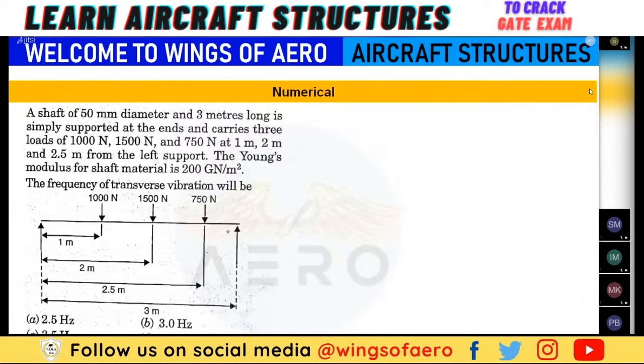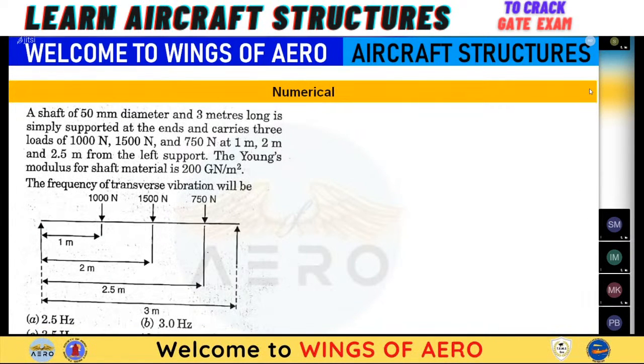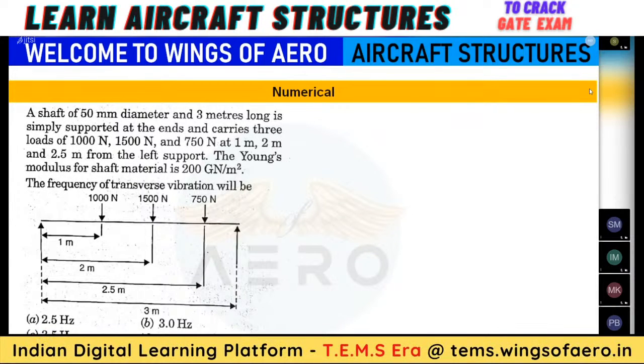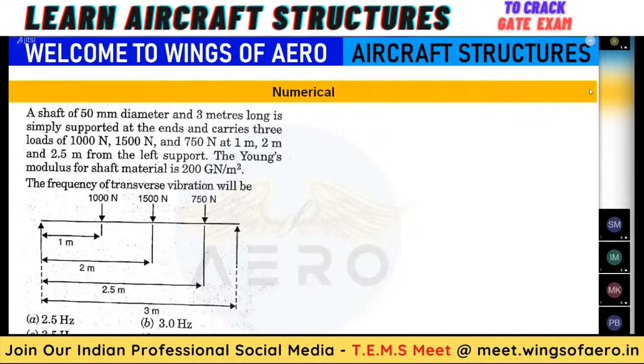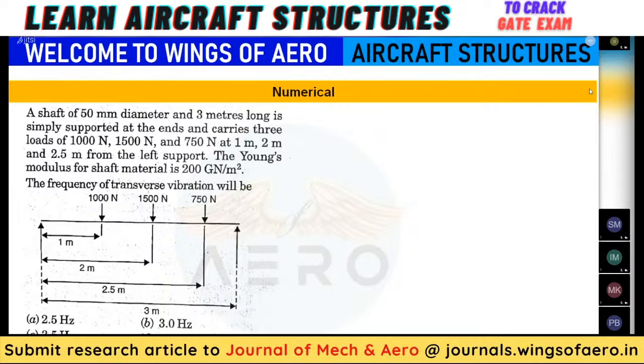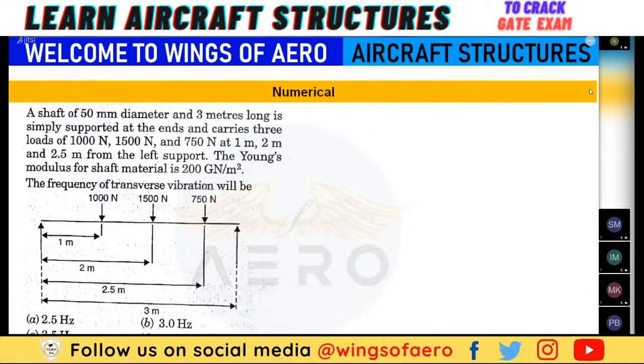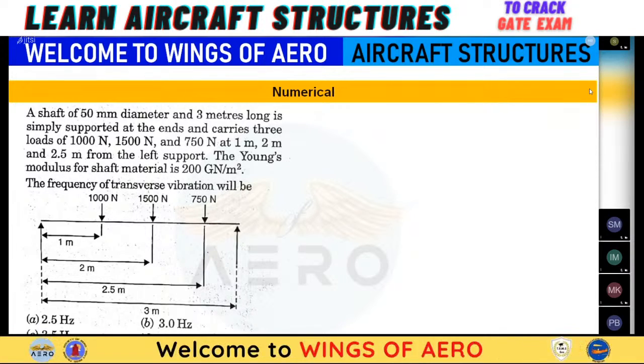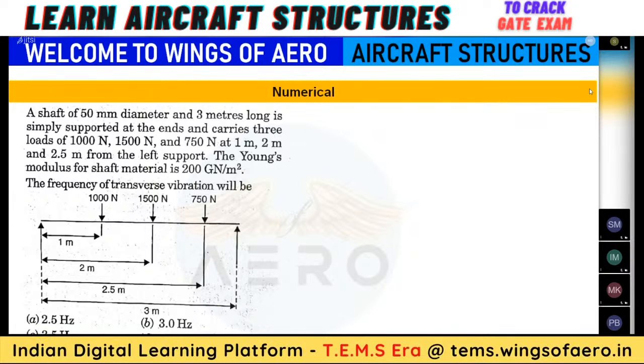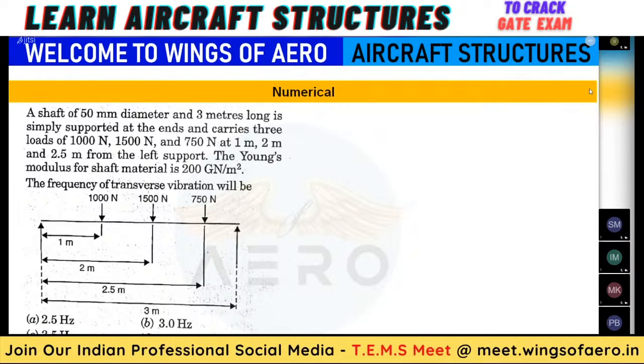Okay. This is another different kind of problem. A shaft of 50 mm diameter and 3 meter long is simply supported at the ends and carries 3 loads of 1000 Newton, 1500 Newton and 750 Newton at 1 meter, 2 meter and 2.5 meter from the left support. The Young's modulus for the shaft material is 200 gigapascal. The frequency of the transverse vibration will be?